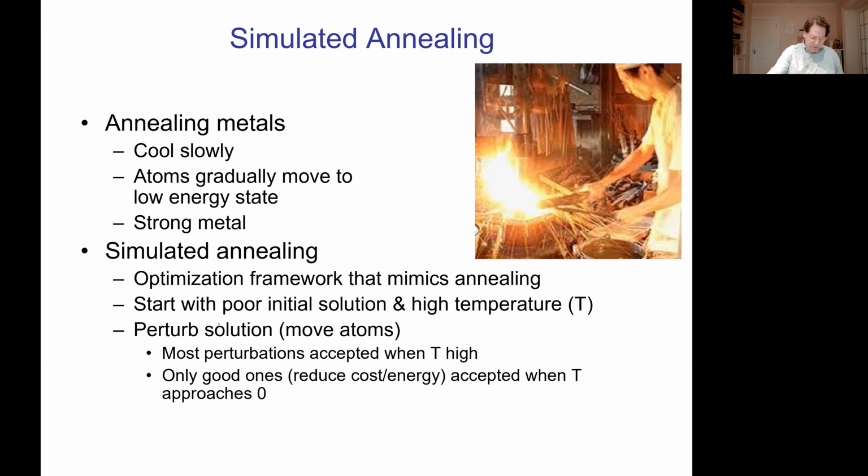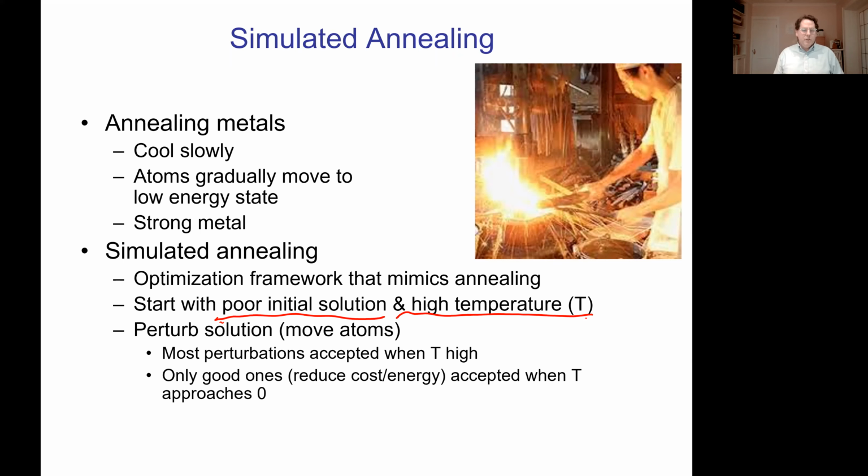So we start with a poor initial solution. Our delivery order is not very good, which means we're in a high energy or high cost state, high travel time. And we set the temperature to be pretty high. Now we're going to perturb things, like atoms randomly moving around in the metal. When the temperature is high, things can move easily, so most of our perturbations are accepted, meaning that the atoms move and the delivery orders change.